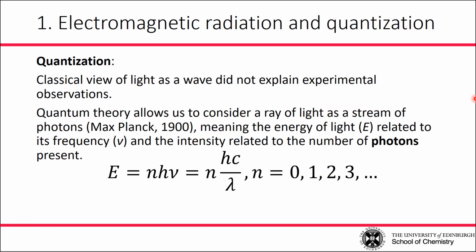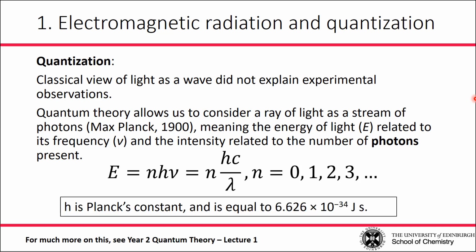We mentioned that light can be considered as waves or a stream of photons. This wave-particle duality came about because the classical view of light as a wave did not explain some experimental observations. You'll have seen some of this in quantum theory, such as blackbody radiation. Quantum theory allows us to consider a ray of light as a stream of photons and was described by Max Planck in 1900. This means that the energy of light can be related to its frequency and the intensity related to the number of photons present at any particular time, according to the general expression shown.